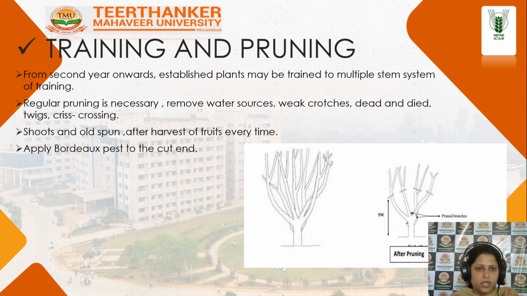Now training and pruning. From the second year onwards, established plants may be trained to a multiple stem system of training. Regular pruning is necessary in order to remove the water suckers, weak crotches, dead and diseased twigs, crisscrossing branches, shoots and old spurs after harvest of fruits every time. Apply Bordeaux paste to the cut ends.